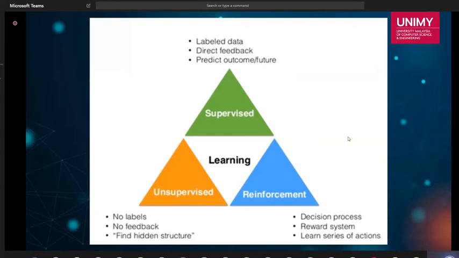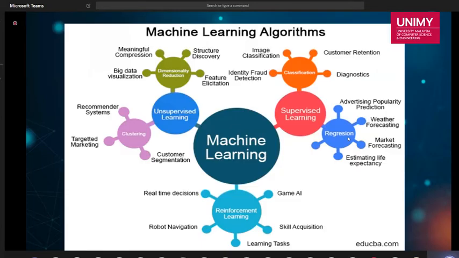But the reinforcement side is different. We have a decision process, a reward system, and learning a series of actions. This is a more intelligent kind of machine learning. Probably you can make decisions quickly. You can look into the process, whether it can be extended to another dimension. These are the processes you can look into under reinforcement. But these are the machine learning algorithms. If you look at the slide, I think all of you can see the machine learning specification.